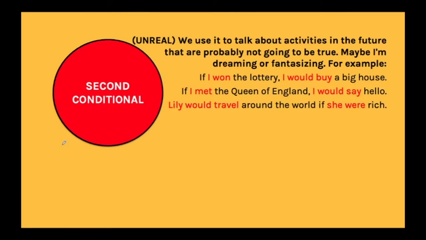The second conditional, we use it to talk about activities in the future that are probably not going to be true. Maybe I'm dreaming or maybe I'm fantasizing. For example, if I won the lottery, I would buy a big house. Is it possible or is it likely that I win the lottery? No. But if I won the lottery, I would buy a big house. The chance of winning the lottery is very small. It's unlikely. So, because the condition is unlikely, the result is unlikely, and we use the second conditional.